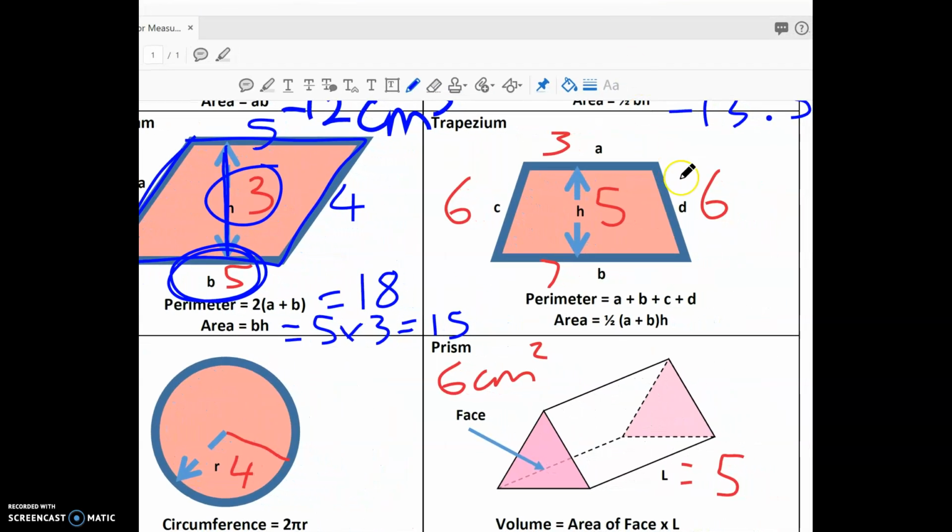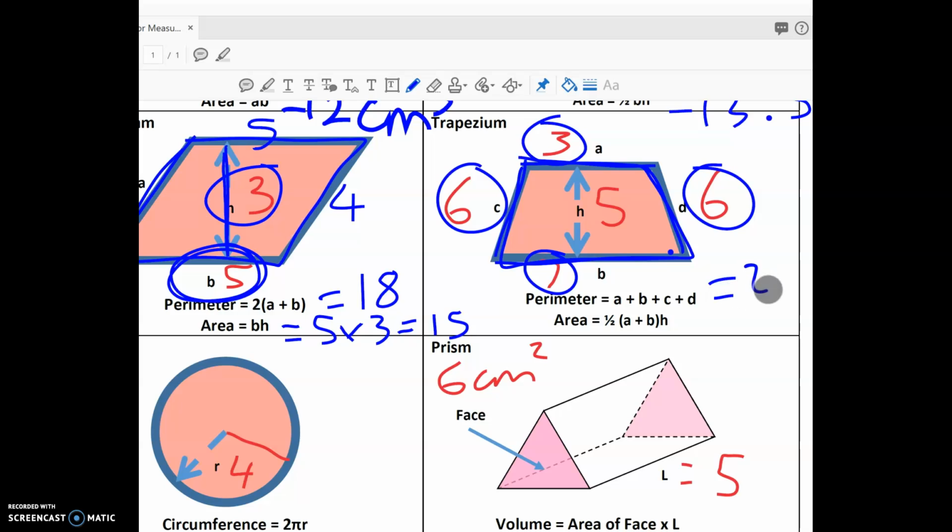Okay. So for this one here, the perimeter is A plus B plus C plus D. Well, you imagine yourself as a little ant going right around. You're going to have to add up this number, this number, this number, and this number. So 7 and 3 is 10, 6 and 6 is 12, so that's going to be 22. And the area, so we've got a half A plus B times the height.